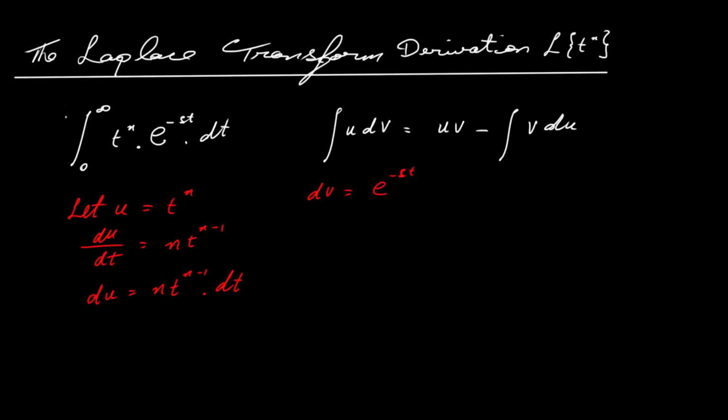So if we integrate both sides, the left hand side we'll get v, and integrating the right hand side we will get minus 1 over s e to the power of minus st. Now I went through why this is the case in the previous video if you want to have a look at that. So we have everything we need here in order to do integration by parts. Okay, so let's do this integration then.